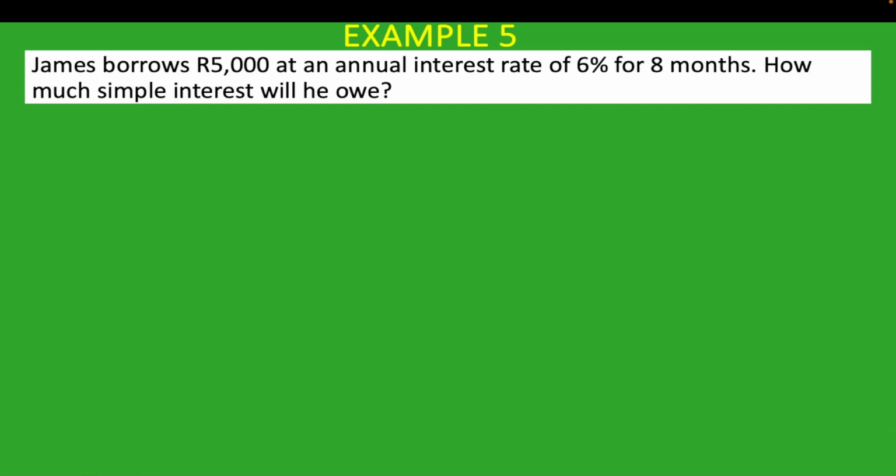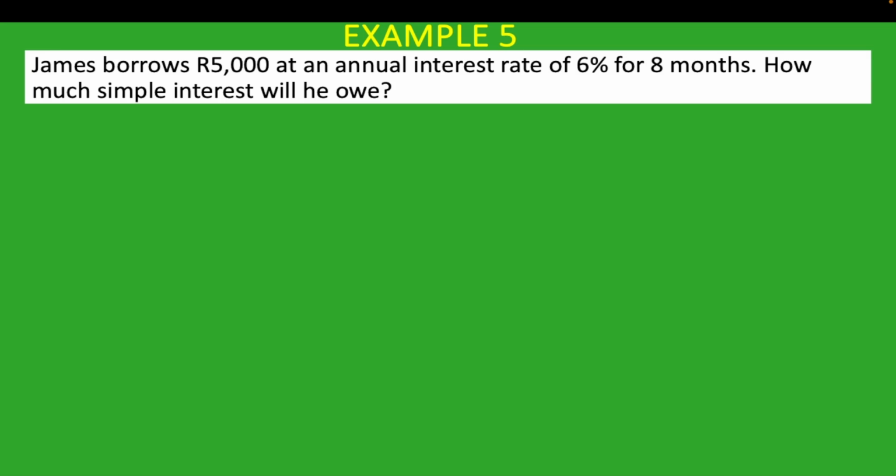And so we are back to calculating the simple interest, but we have a bit of a problem in this question where the interest rate is annual. However, the time period is in months and not annually. It's not in number of years. And so that's why we have a bit of an issue here.